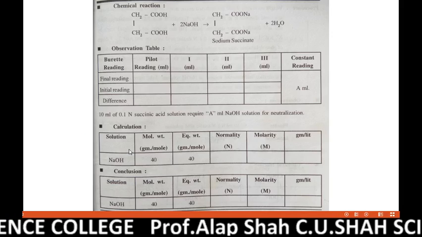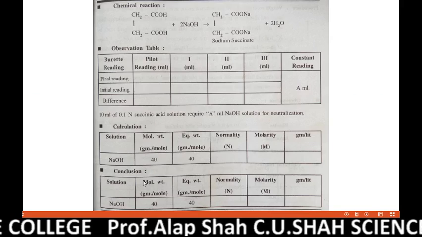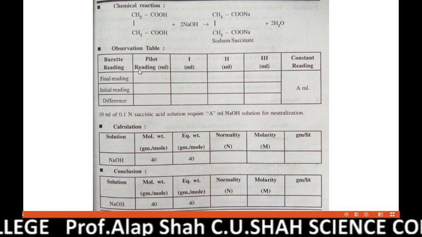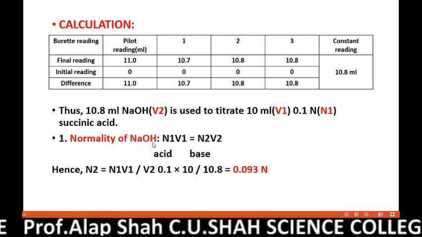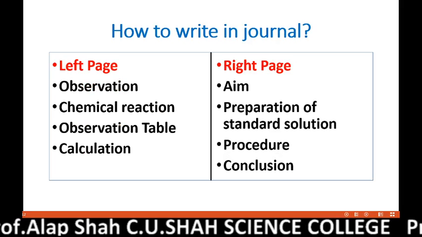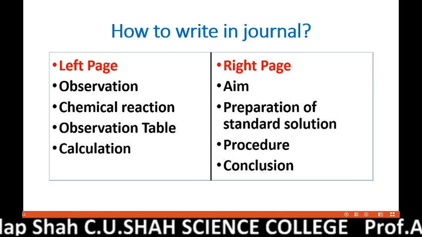So let me show you this observation first, underneath the reaction, then under it the observation table, and under it these calculations of normality, gram per liter and molarity. So always you should write in this manner.